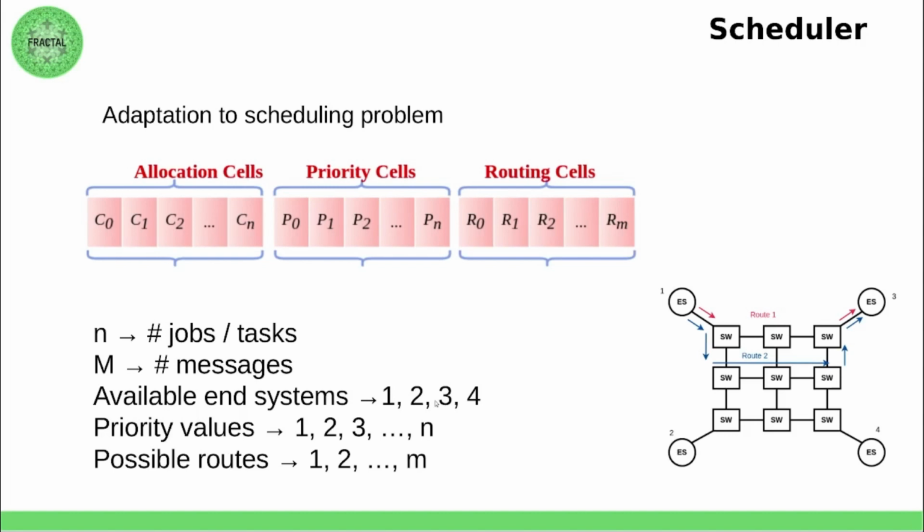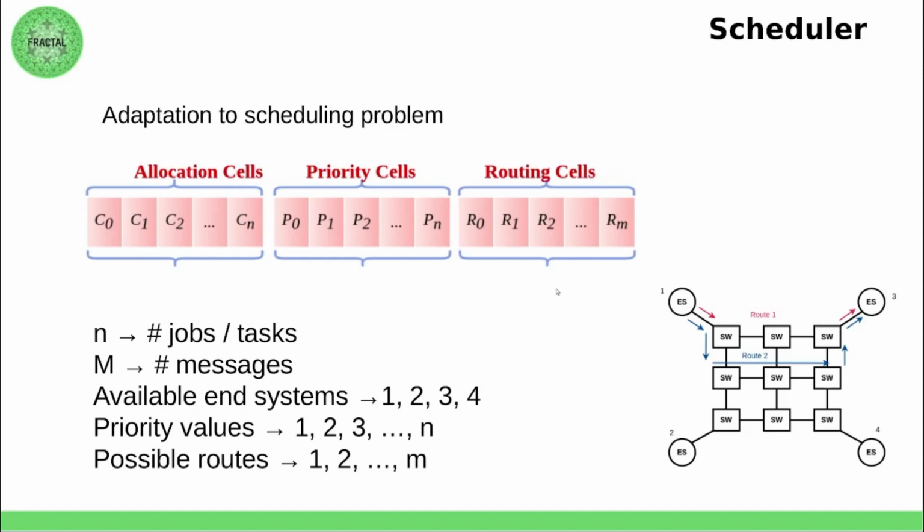Now we have to define the meaning of the genes in the chromosomes for our application. We divided the chromosome into 3 sections. The first section indicates the allocations of the tasks, meaning in which end system they will be executed. The next section is for the priorities. These priorities will define the order of the tasks.